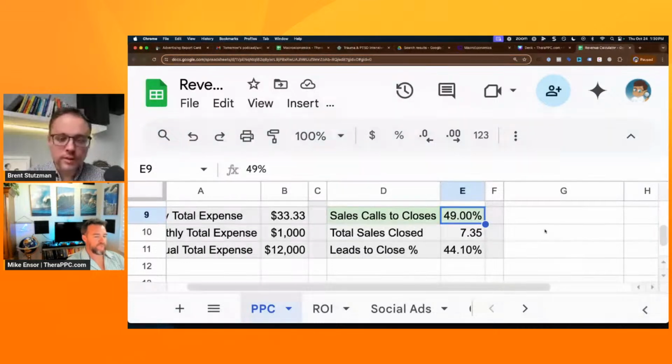The ones that do take insurance, you're going to see a higher rate, like around 50%. If it's private pay, you'll see around 30, 35%. You will see a difference.